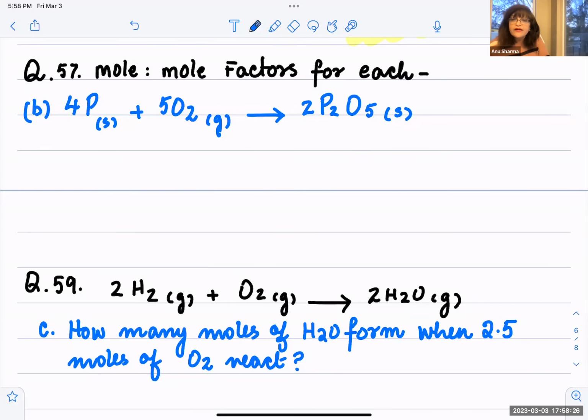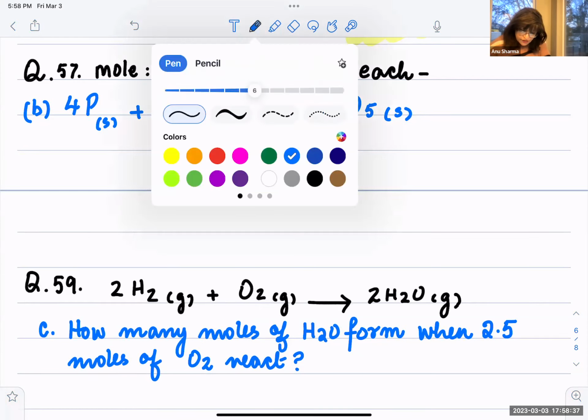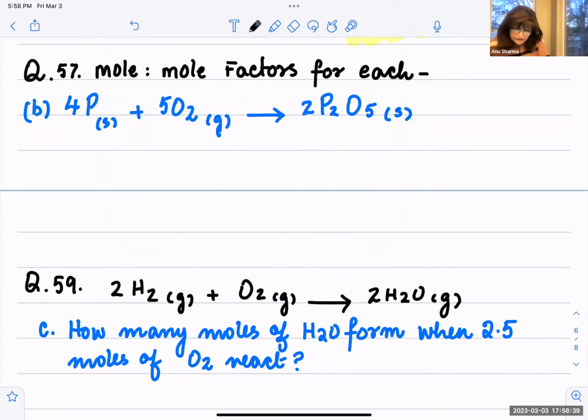Okay, now let's look at these problems that relate to the calculation of moles in a chemical reaction. The first one is question number 57, which relates to the mole-to-mole factors using a balanced chemical equation. So it's very important you balance the chemical equation and always check it. So there are 4 moles of phosphorus here, and there are 2 times 2 is 4 moles of phosphorus. 5 times 2 is 10 moles of oxygen. 2 times 5 is 10 moles of oxygen.